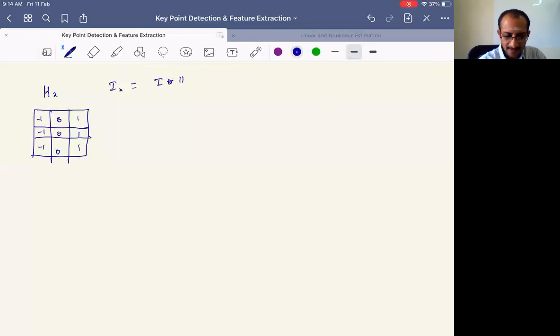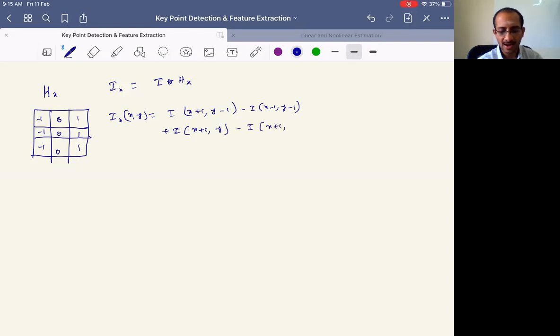Does anybody have an idea how it will be Ix? Ix simply will be the convolution with hx. But if you write it in terms of I, Ix of x comma y at a given pixel, it simply will be, it involves a little bit more terms: I of x plus 1 comma y minus 1, minus I of x minus 1 comma y minus 1, plus I of x plus 1 comma y, minus I of x minus 1 comma y, plus I of x plus 1 comma y plus 1, minus I of x minus 1 comma y plus 1. Hope you people understand how I am writing all this.